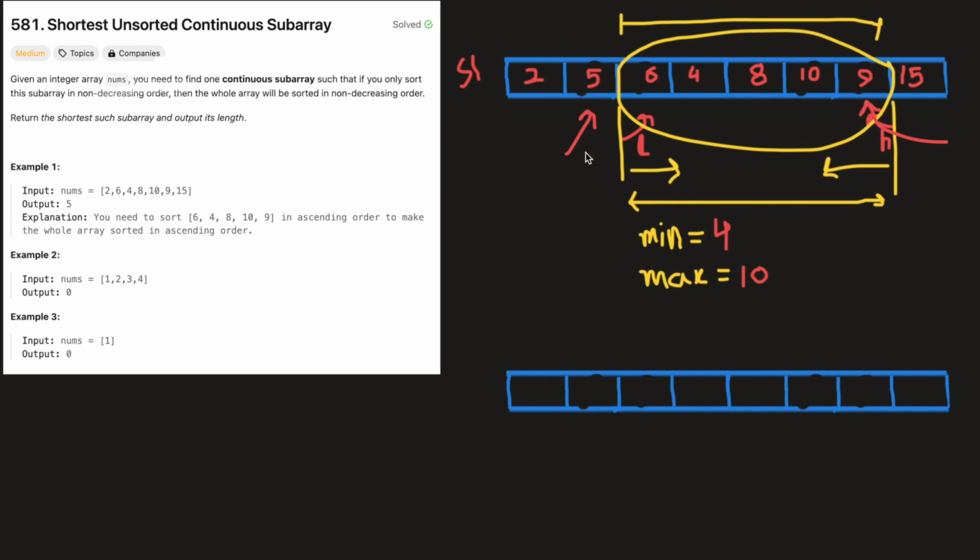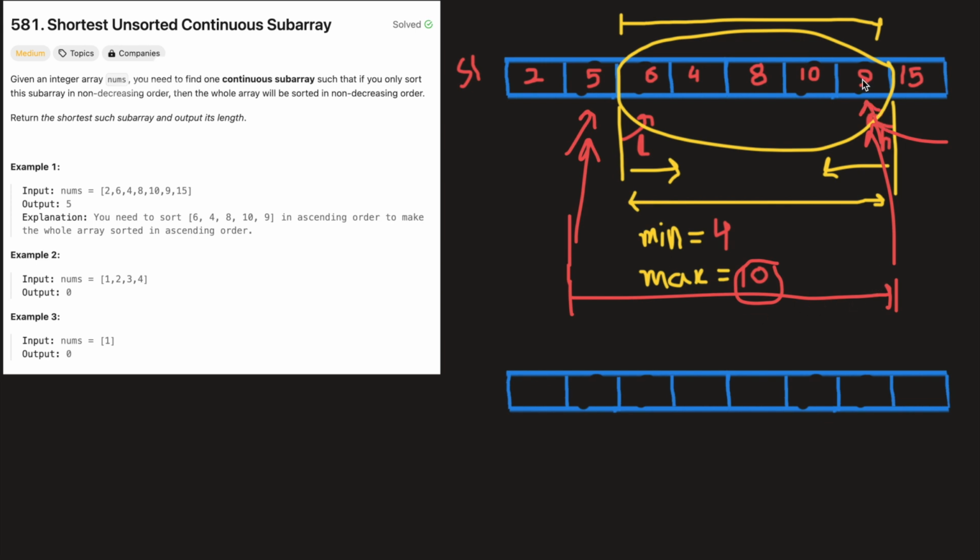So when we found the correct position of min in the left side and the correct position of max in the right side, then we were done, because the correct position of min in the left side is our actual boundary, which is this, and the correct position of max in the right side is our actual boundary, which is this. So finally we can say that this is our boundary. Okay, and what is the length of this boundary?